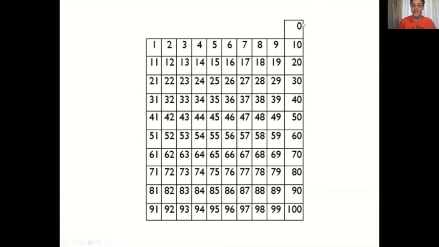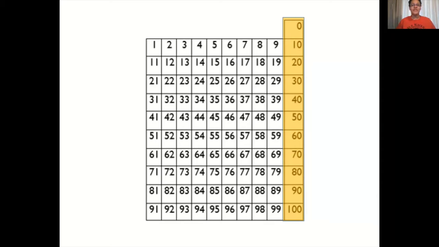Starting at 0, let's count by tens. 0, 10, 20, 30, 40, 50, 60, 70, 80, 90, 100. So this is the way we're going to count by tens today. Did you find that counting by tens gets you quicker to 100? Yes, because we skip all of these numbers on the hundreds chart. And we just count by tens to get to 100.